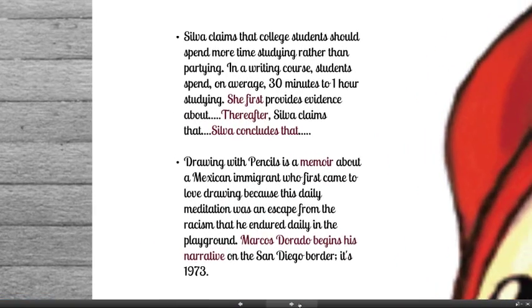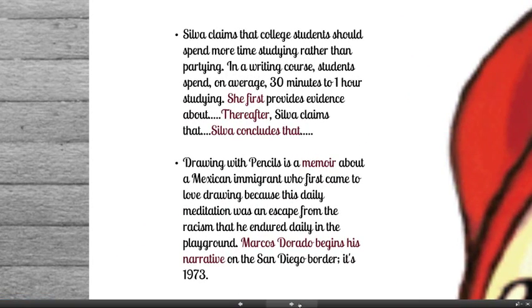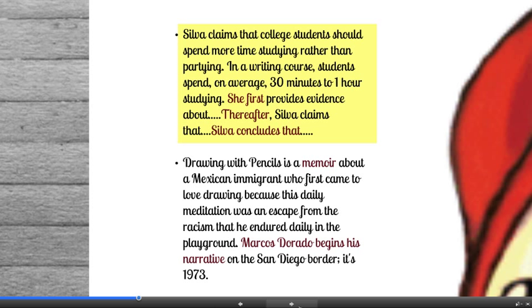Other important details that could help organize the structure include words like first, thereafter, or concludes that, which signal to the reader a beginning, middle, and end. In this example, the summary starts with the main thesis and then the signal words are laid out to direct the summary. Silva claims that college students should spend more time studying rather than partying. In a writing course, students spend, on average, 30 minutes to 1 hour studying. She first provides evidence about. Thereafter, Silva claims that, and then finally, Silva concludes that.